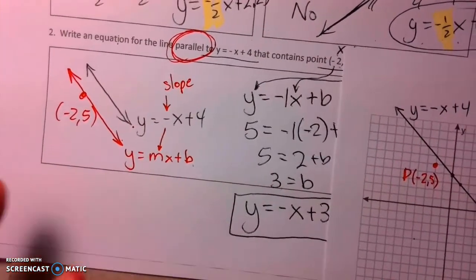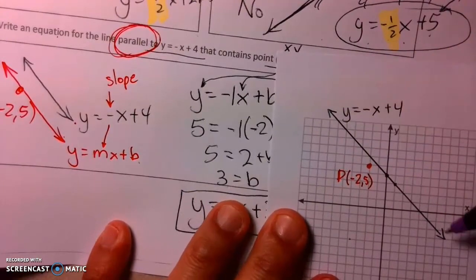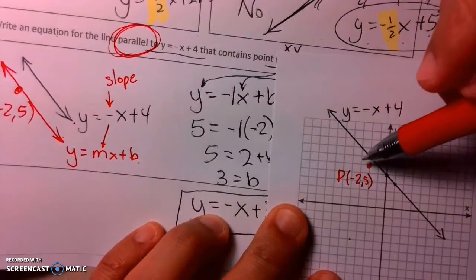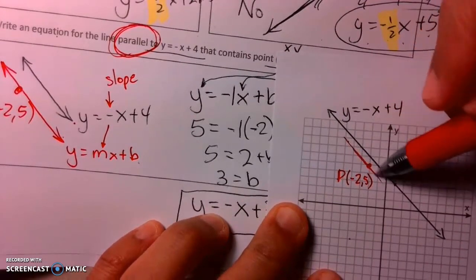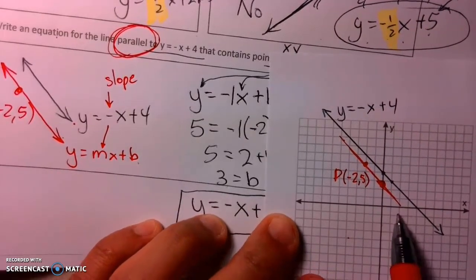I actually drew this picture here. Parallel to y is equal to negative x plus 4 and passes through negative 2 comma 5. If I draw this correctly, what you'll see here is it has a y-intercept at 3. I didn't draw that very well.